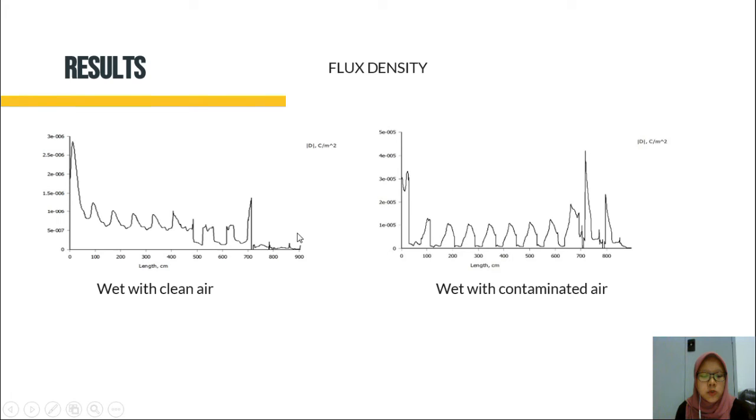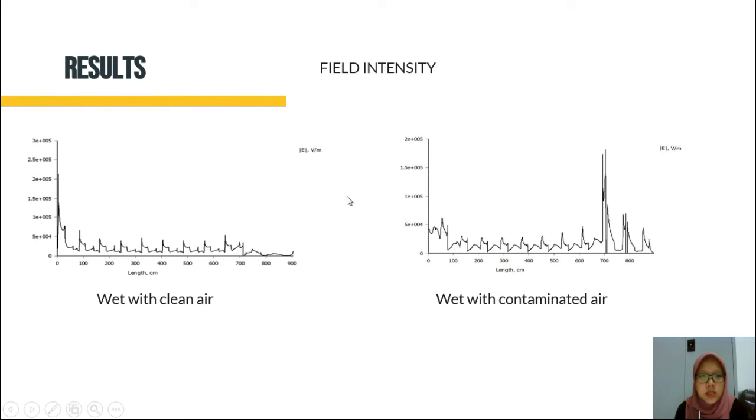The distribution of flux density in wet and contaminated air condition is lower compared to the flux density for a wet insulator with clean air condition. And the last is the field intensity graph for wet insulator condition. So the distribution of field intensity in wet and contaminated air is lower than the field intensity for the condition of wet and clean air insulator.